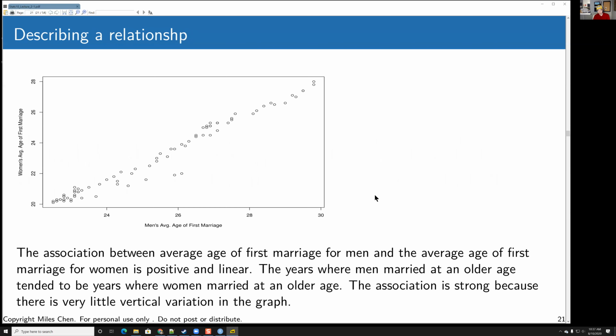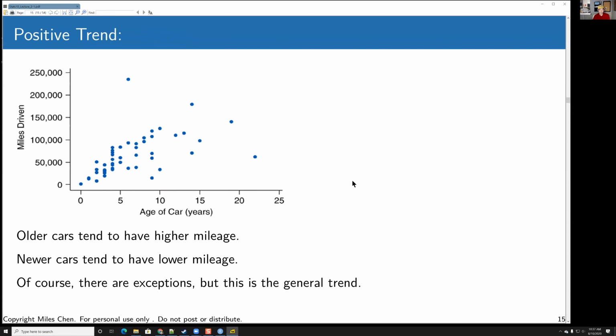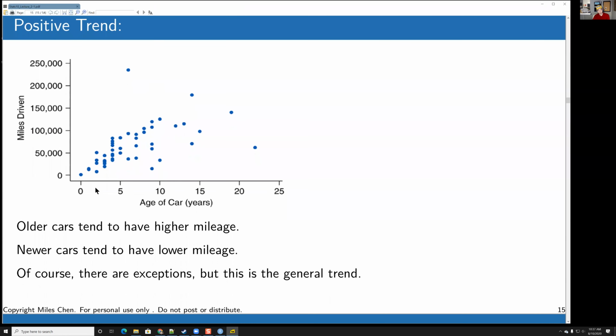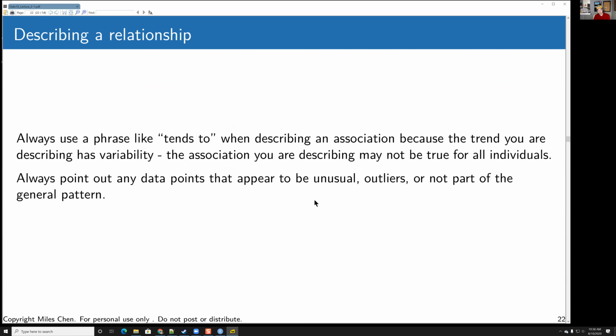So you can say, let's see. For example, this car, you might want to say there are a few exceptions: a car that was approximately 6 years old with very high mileage. This doesn't appear to fit the general trend. And this one I would say also doesn't appear to fit the general trend. If you were to draw a straight line, it would probably go from one corner down here to probably around this corner up here. And we would say this dot and this dot don't follow the general trend, and we may want to point those out as well.